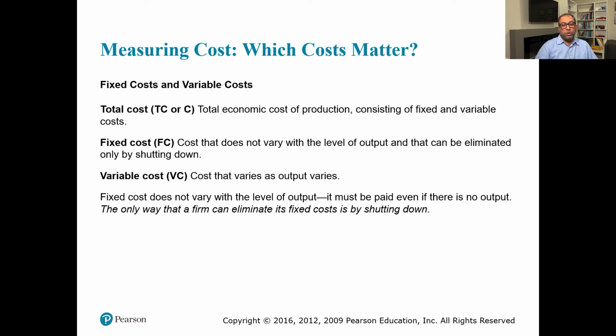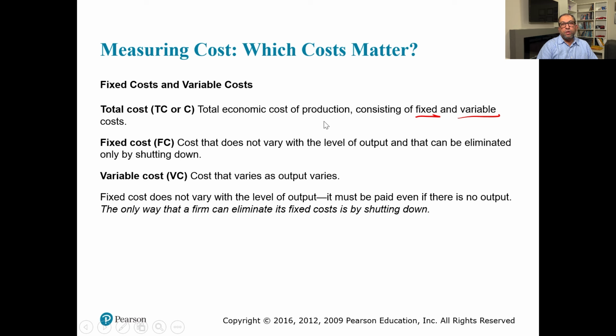So one thing to make clear here: whenever we are using the word cost, it means economic cost. We are not talking here about accounting cost, so there is no need to repeat economic cost again and again. Total cost, or TC, total economic cost of production, consists of fixed cost and variable cost. It's very common to use the abbreviation VC for variable cost, and FC for fixed cost.